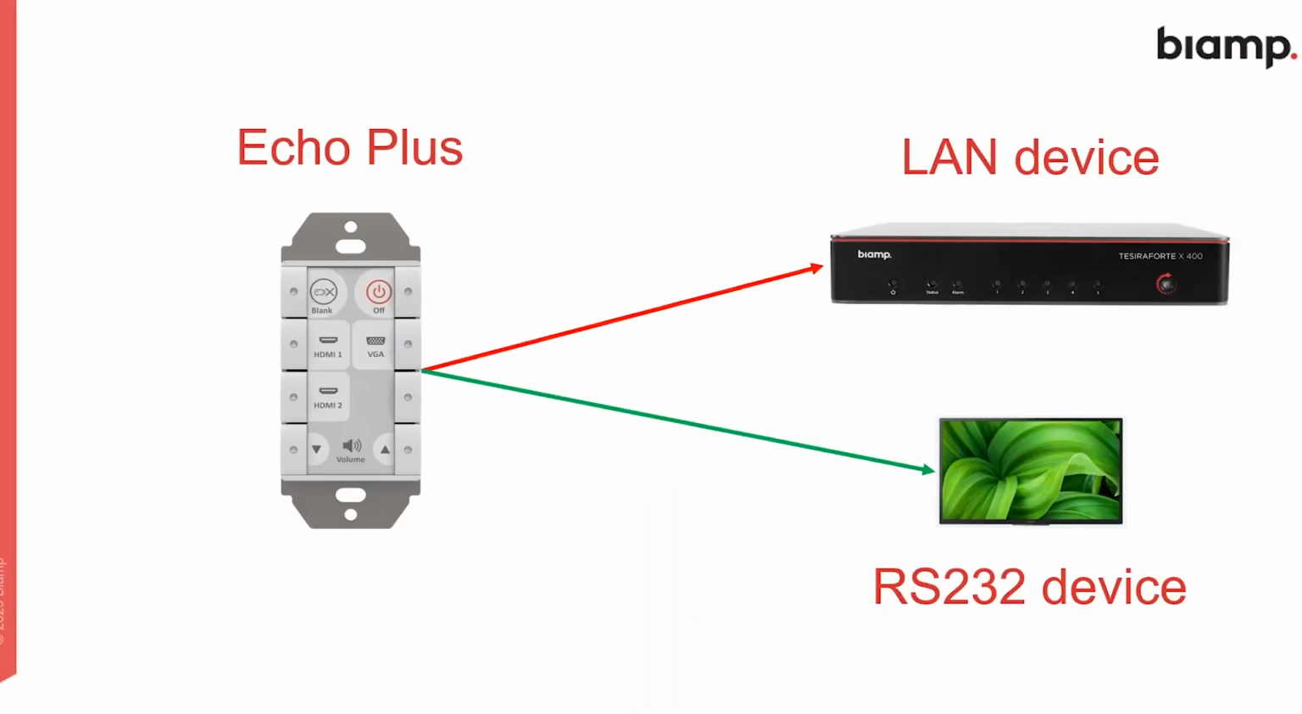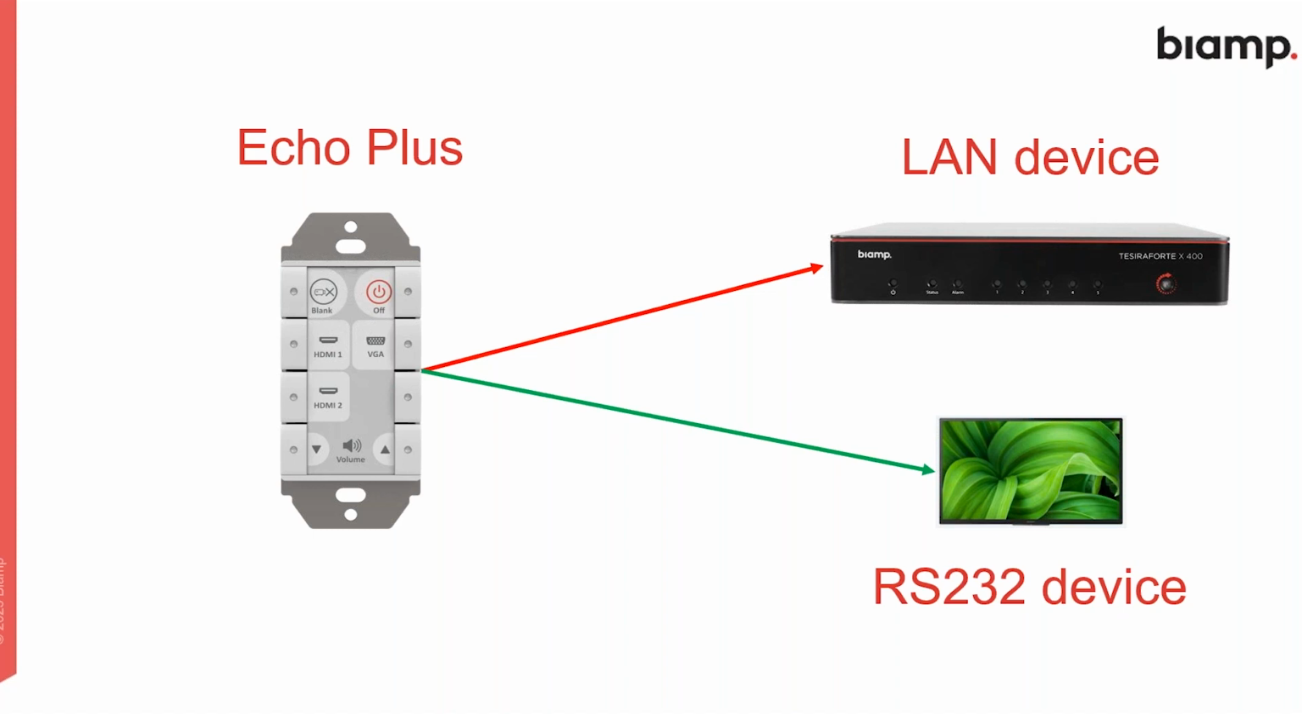So this is a very simple one. I've used the Echo Plus. So this obviously has an RS-232 port, and it has a LAN port on it. So this means you can directly control a LAN device. I've used a Tessera here, but it could of course be a different LAN device from our library or making a new device with Device Editor. And then of course I can control an RS-232 device.